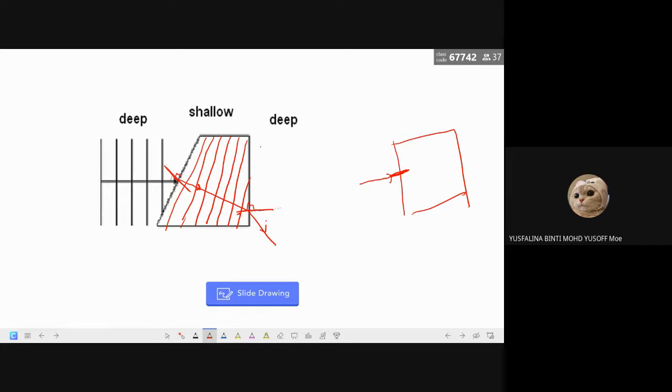Alright, and for this one, this one should be 90 degrees, right? So it should be like this. This is the direction. Be like this. Yeah, because it should be 90 degrees, right? It should be like this.